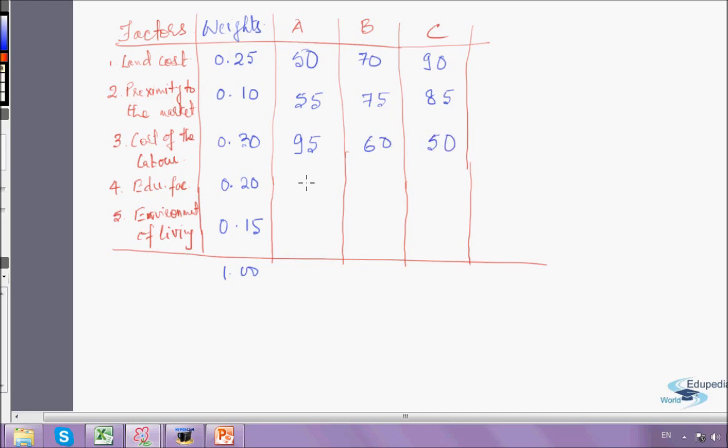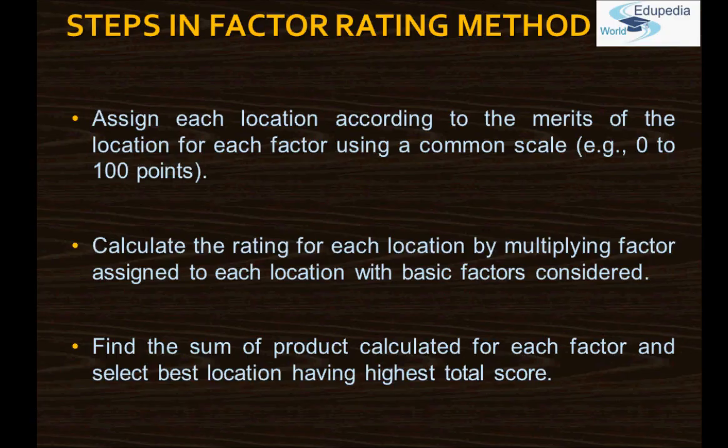Educational facilities. Again, educational facilities are mediocre here, so let's put it as 60. Here this is also somewhat the same, so let's put 65. And here the educational facilities are better than all of the other 2, so let's give a score of 80. Environment of living, again this doesn't fare very badly. This is very close to the previous one. Here let's say the environment of living is not up to the mark, so let's say it is at 60. So now we have the scores of each location based on the factors. Okay, so that's what is done here.